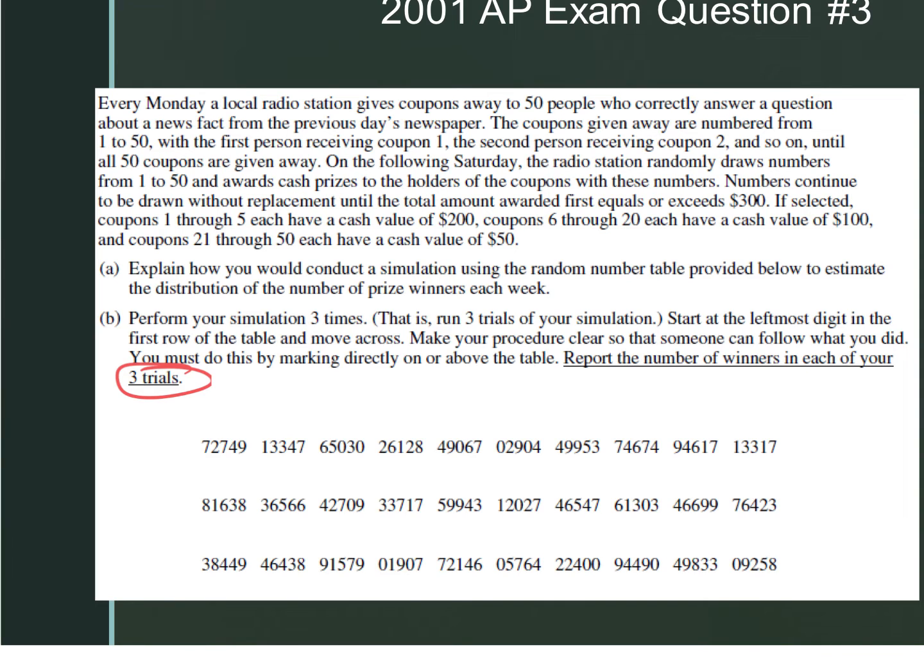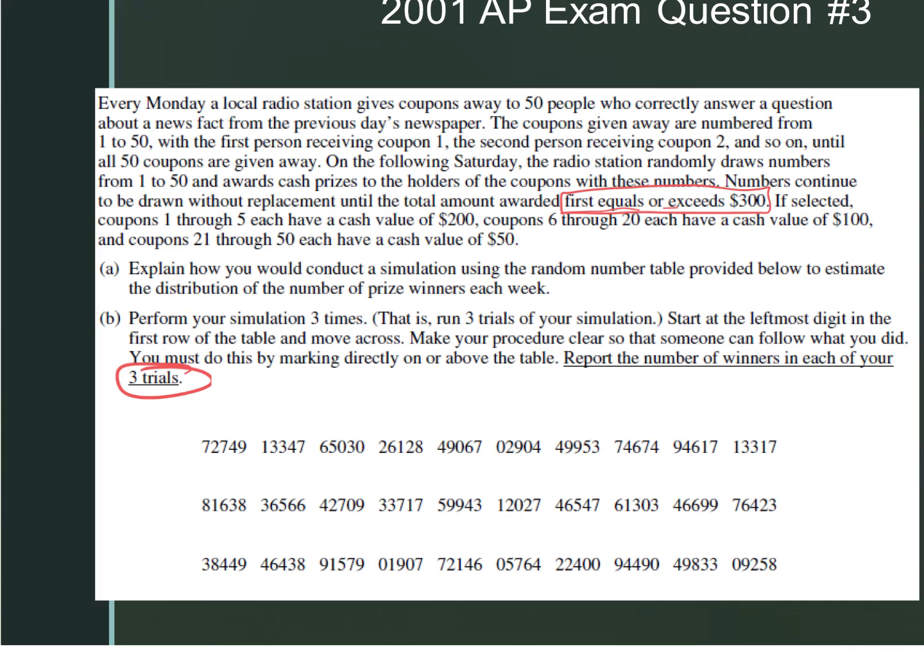Numbers continue to be drawn without replacement until the total amount awarded first equals or exceeds $300. So that means if they gave away $299, are they going to pick another winner? Yes. It needs to equal or exceed 300. Okay, so that's important information. If selected, coupons 1 through 5 have a value of $200. Coupons 6 through 20 each have a cash value of $100. And coupons 21 through 50 each have a cash value of $50.